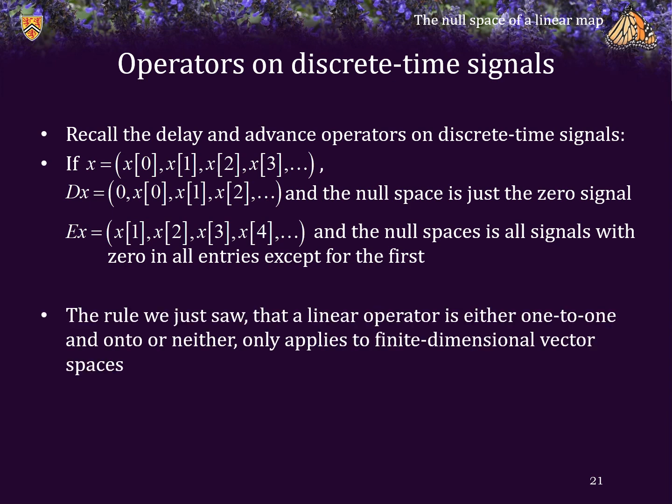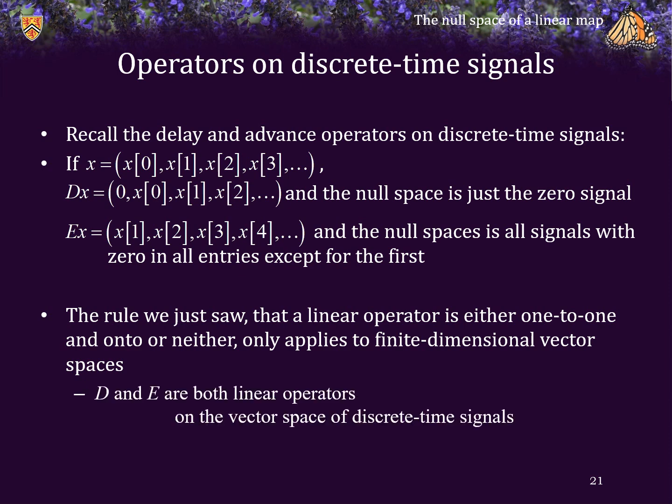So the rule we just saw, that a linear operator is either 1-to-1 and onto or neither, only applies to finite dimensional vector spaces. In this case, both D and E are linear operators on the vector space of discrete time signals. However, D is 1-to-1 but not onto. E is onto but not 1-to-1.